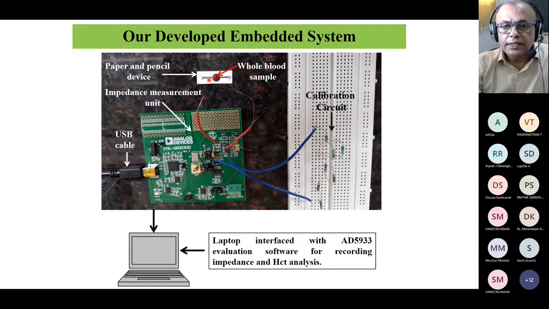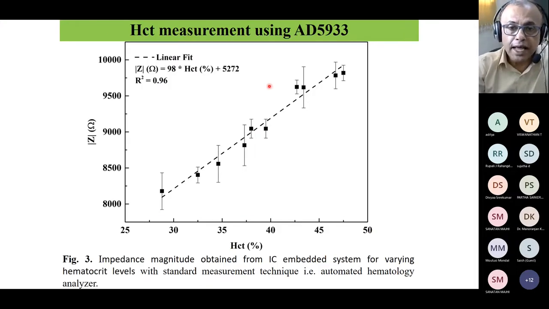The electrical impedance signals were taken by these side electrodes, and the electrodes were made using graphite pencils. Then it is electrically connected to this embedded system, where the AD5933 chip has been put. It will sense the impedance value for the different frequencies, and then it will feed the entire data or result through this USB cable to the computer. This laptop interface is for evaluation and recording of the impedance, and finally it also analyzes the ACT value. And here we did the measurement as well as the calibration.